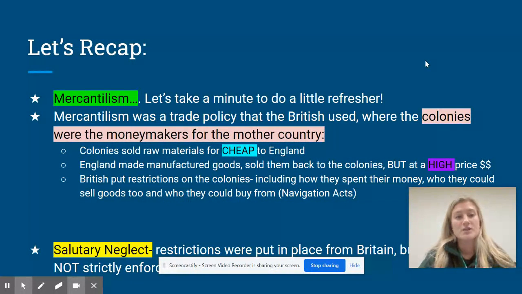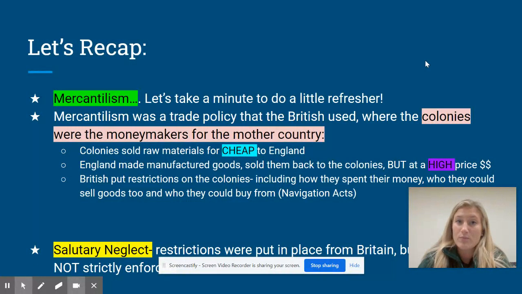Let's recap. So in class, we talked about the economic policy of mercantilism. Let's take a minute to do a little refresher on that. Mercantilism was this trade policy that the British used. And ideally, what it stated was that the colonies were the money makers for the mother country. Okay, so the colonies were established primarily to make money for England.